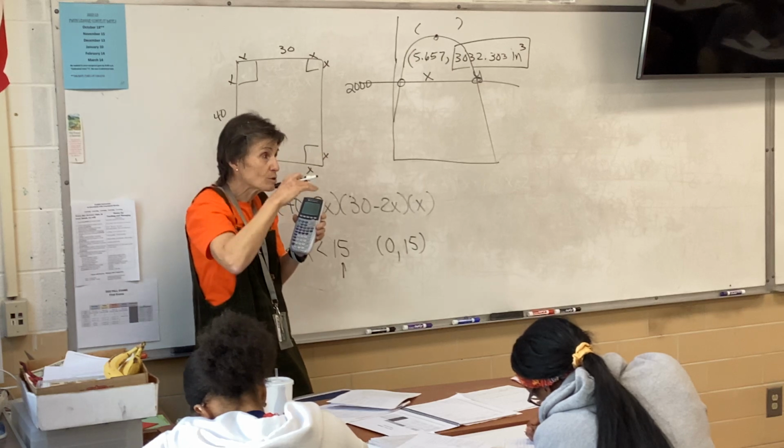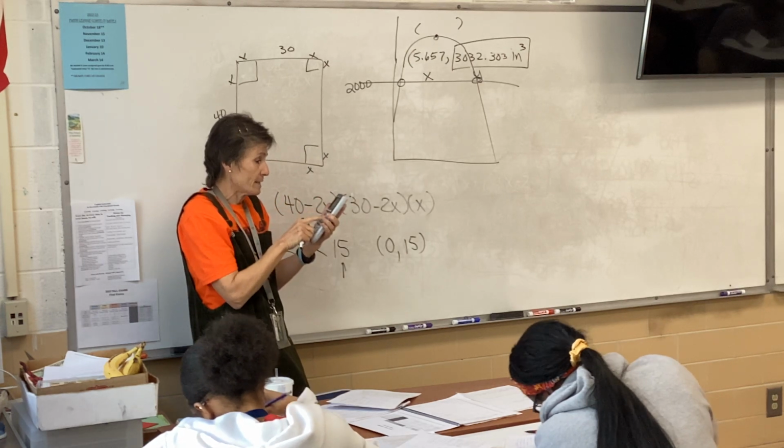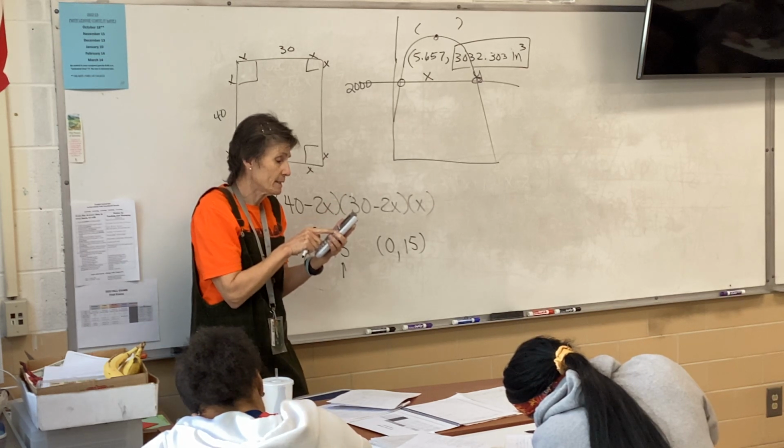How do we find those points on our calculator? Second calc intersect. And we have to do them separately.